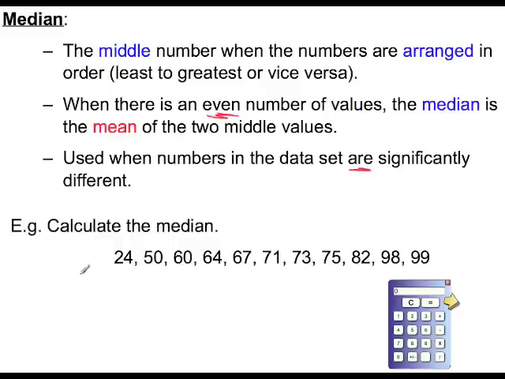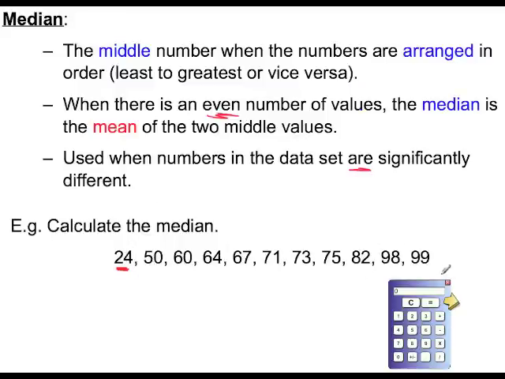Let's take a look at this example where we calculate the median. Here we have numbers in a data set: 24, 50, 60, 64, 67, 71, 73, 75, 82, 98, and 99. First of all, in this data set, when we look at the number 24, it's quite different than the rest of these numbers. So we could say 24 is a number that is significantly different. So the median is a good measure of central tendency to use for this data set. What we need to do is, first of all, arrange the numbers in order from least to greatest, which they already are. So we're going to find the middle number.